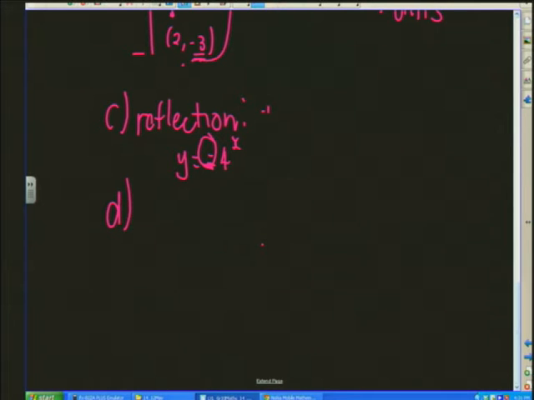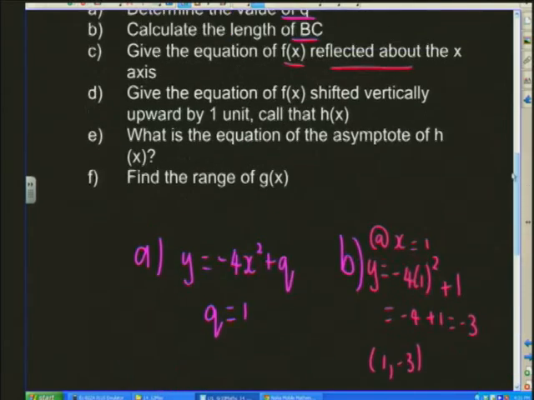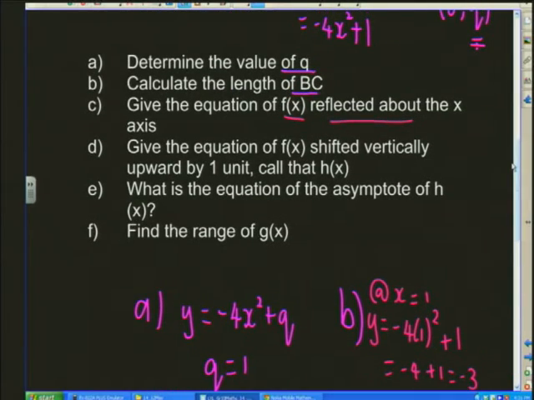Okay, let's move on to part D. They then say give the equation of f of x shifted vertically upward by 1 unit. So they've given us a lot of information there. It's moving vertically. Okay, that means straight away in your head, it's affecting the value of q. It's moving which way? It's moving upward, so therefore it's a positive change. So it's moving upward by 1 unit. They say call that h of x.